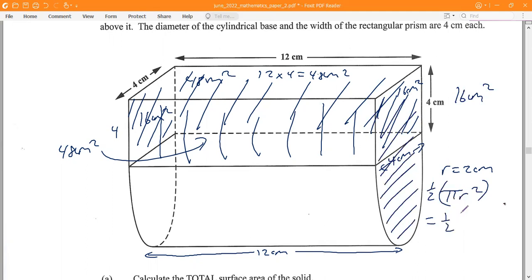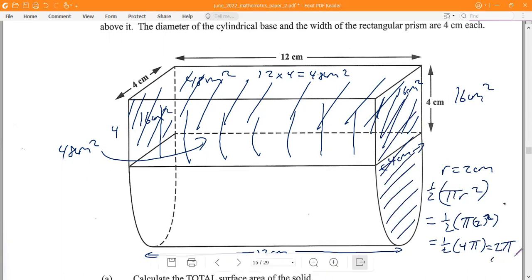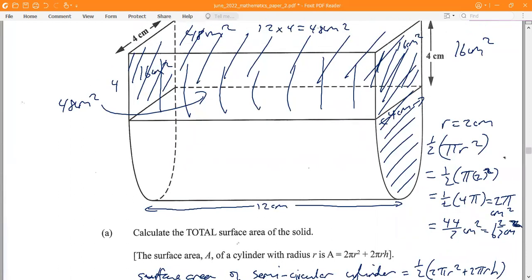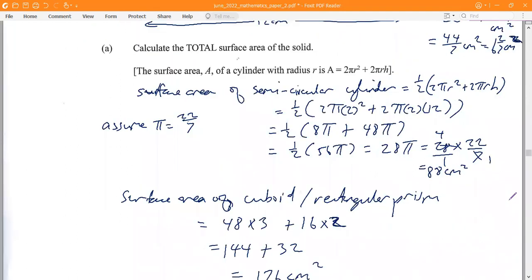So a half times pi times 2 squared. A half times 2 twos are 4 pi, so we get 2 pi cm squared. If pi is 22 over 7, then we have 44 over 7 centimeters squared, which is 6 and 2 sevenths cm squared. This is what we need to use to solve our problem.